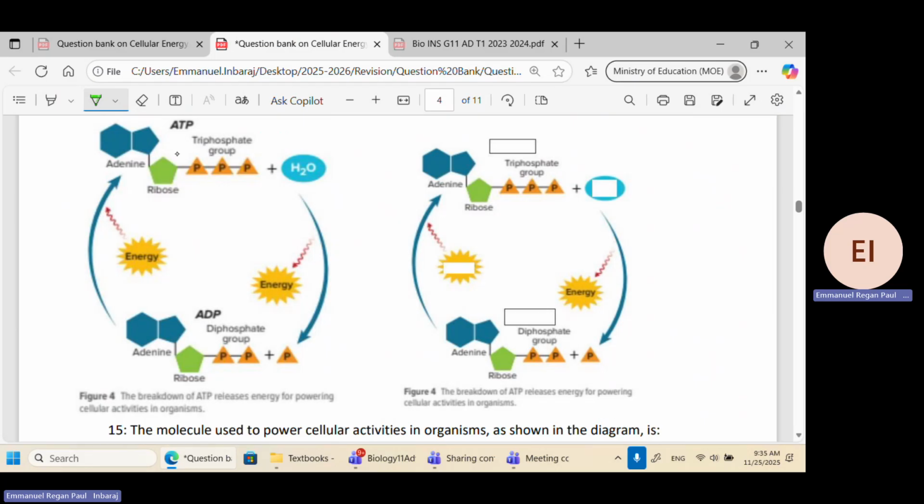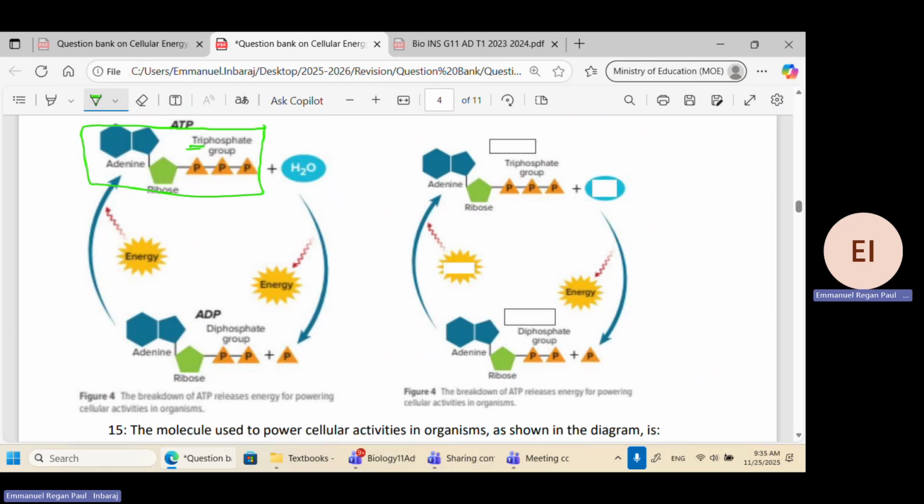Now, next thing, this picture is very, very important. You should know all the parts of this picture. See here, can you see here? 1, 2, 3. What is this? This is called phosphate. How many phosphates? 1, 2, 3. So it is called a triphosphate group. Okay, so this is adenine, this is ribose, and this is the triphosphate group. That is why this full molecule is called adenosine triphosphate.